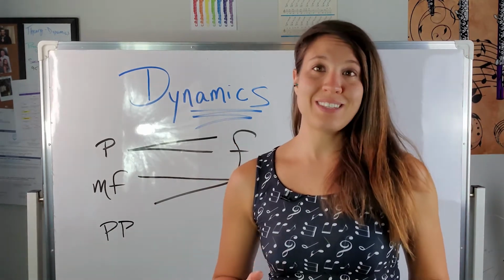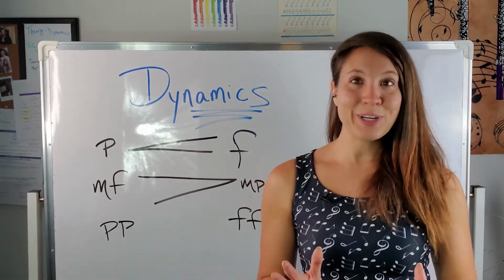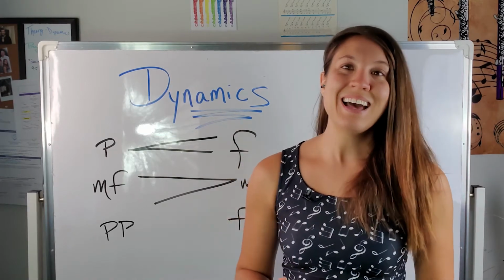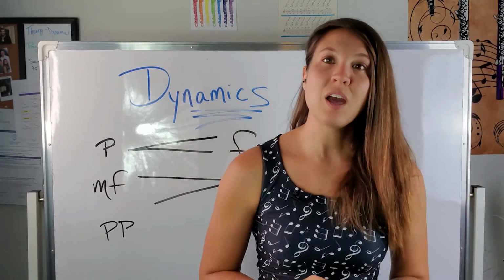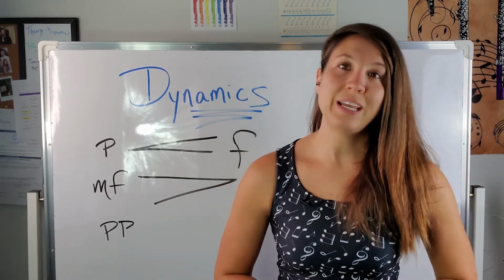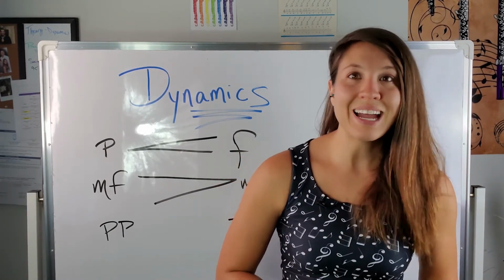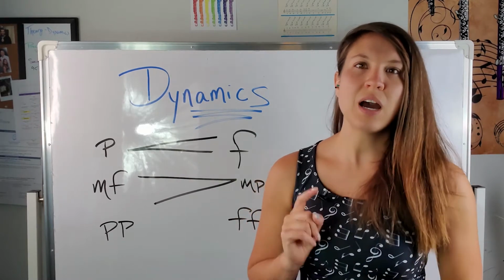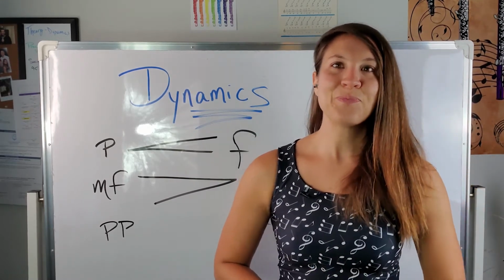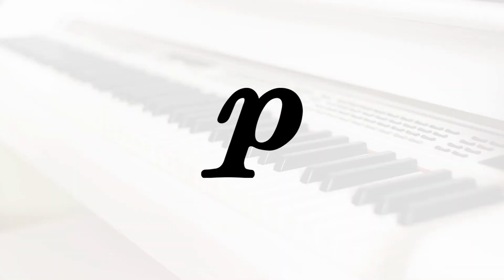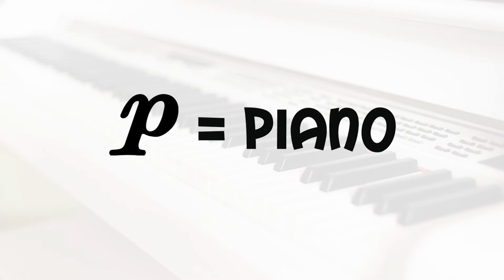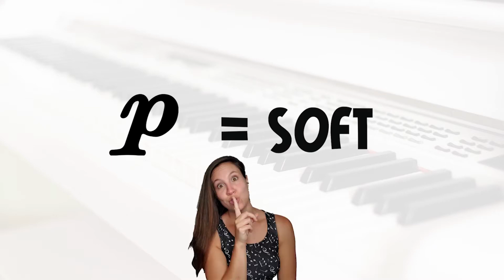Let's do a real quick exercise, shall we? All right, here's what we're gonna do for a real quick exercise. On the screen, we're gonna just show you the letters that would be in the music. I want you to tell me what it is, whether it's soft, loud, kind of loud, really soft. All right, are you ready? Let's go. So first we have P. What is the P? Piano, and piano means soft.